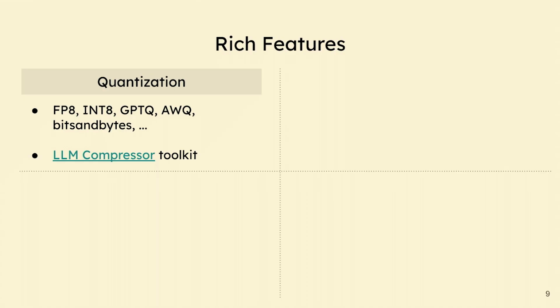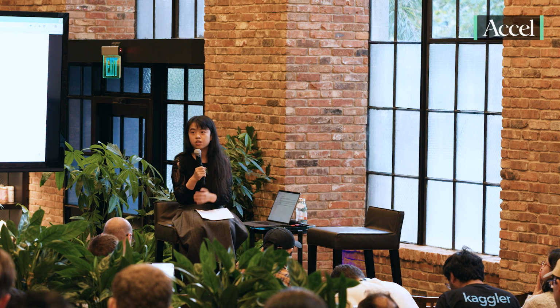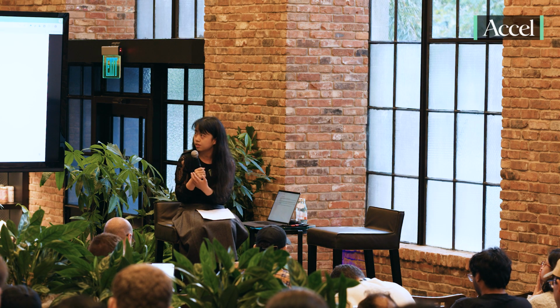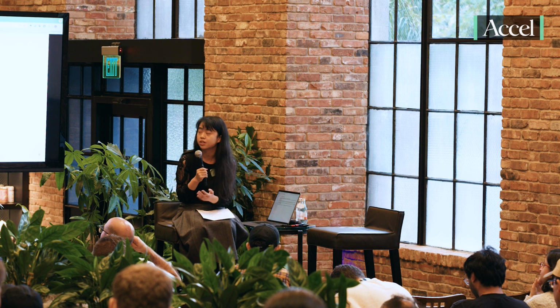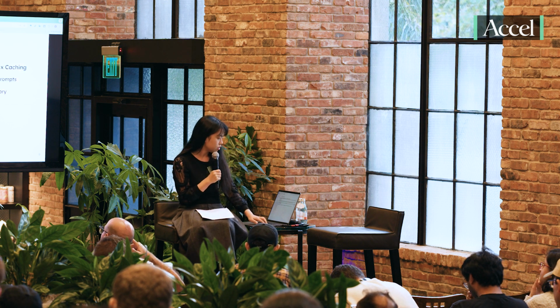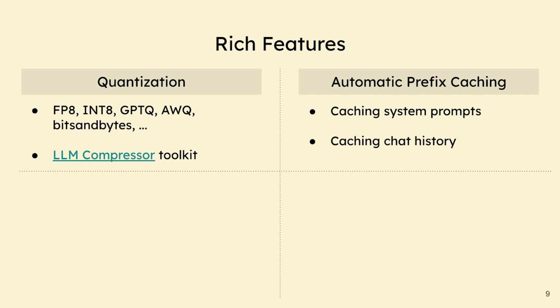On top of that, I think vLLM also supports many features. First, we support various quantization methods, including FP8, GPTQ, and AWQ. We also have the LLM compressor so that users can compress their models using different compression methods. vLLM also supports prefix caching. This can be an important feature if lots of prompts share the same system prompt. In that case, we can reuse the KV cache of those system prompts.